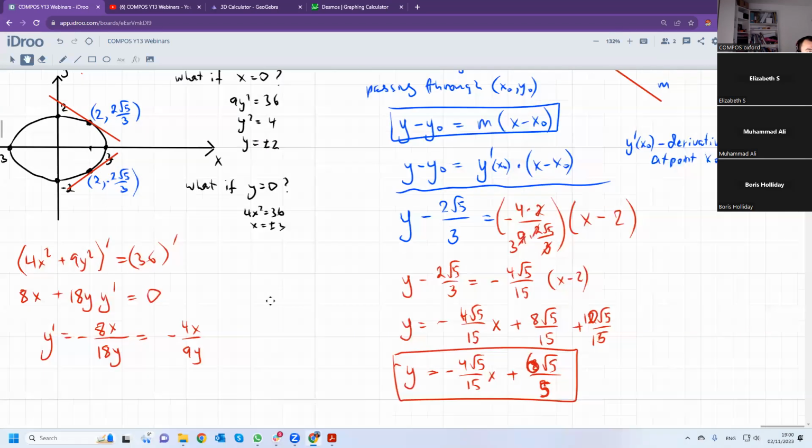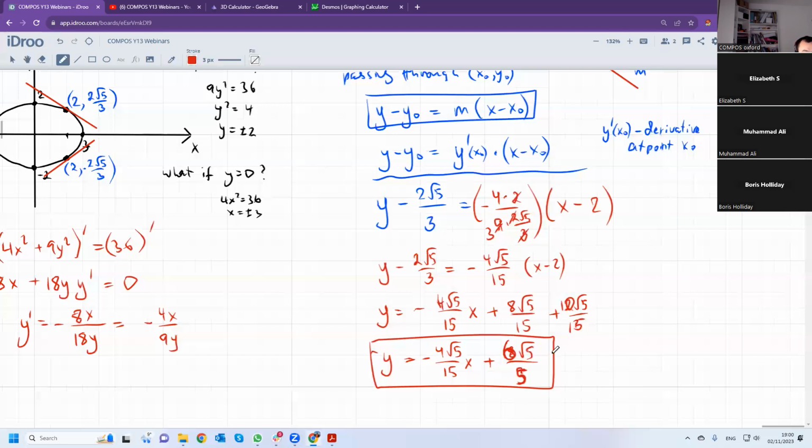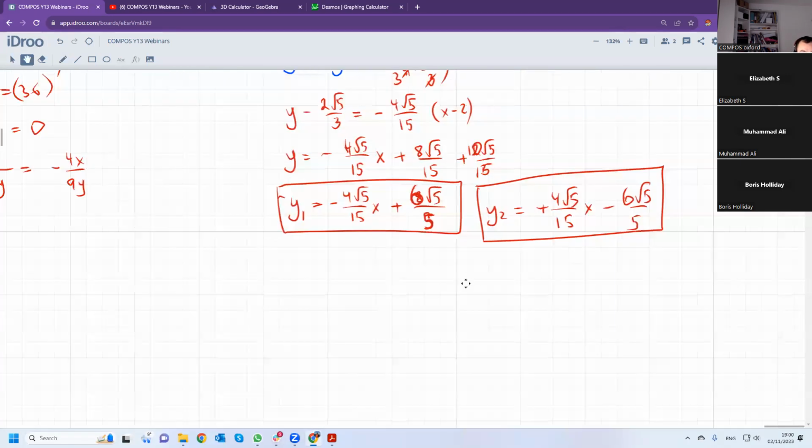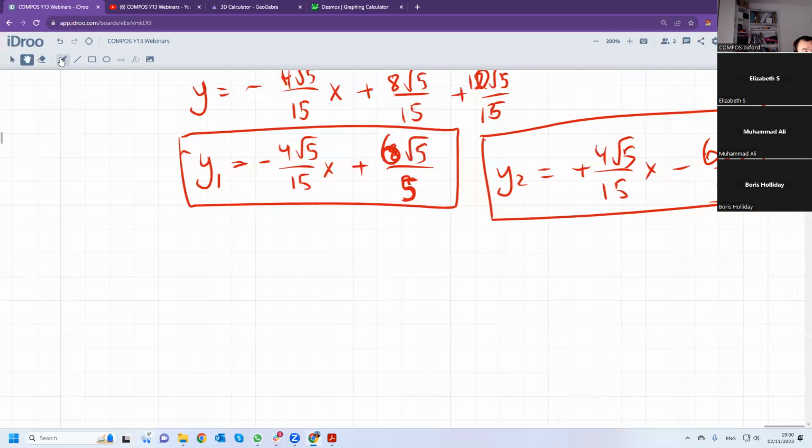So you can literally say, well, that's the first line, y1, and y2, that's the second line. And it's symmetrical, so it has the opposite gradient. So it's going to be plus 4 root 5 over 15 x. And the y-intercept is also going to be the opposite, so minus 6 root 5 over 5. And you can also be very smart about it, or very smug.